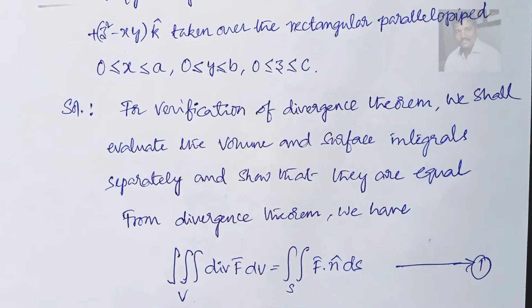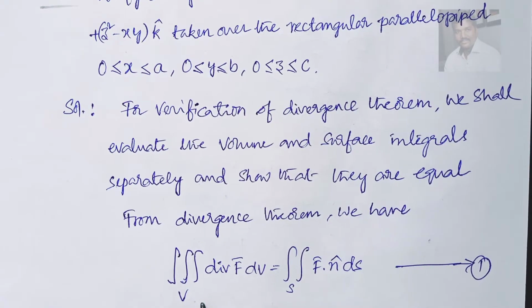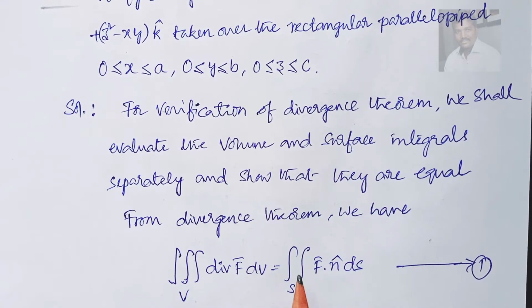equal. Now from the divergence theorem we already have, triple integral over the volume V div F bar dV is equal to double integral over the surface S F bar dot n cap dS. So we have to find for the verification both values and we have to show that both are equal. Let us go with the first, the LHS.